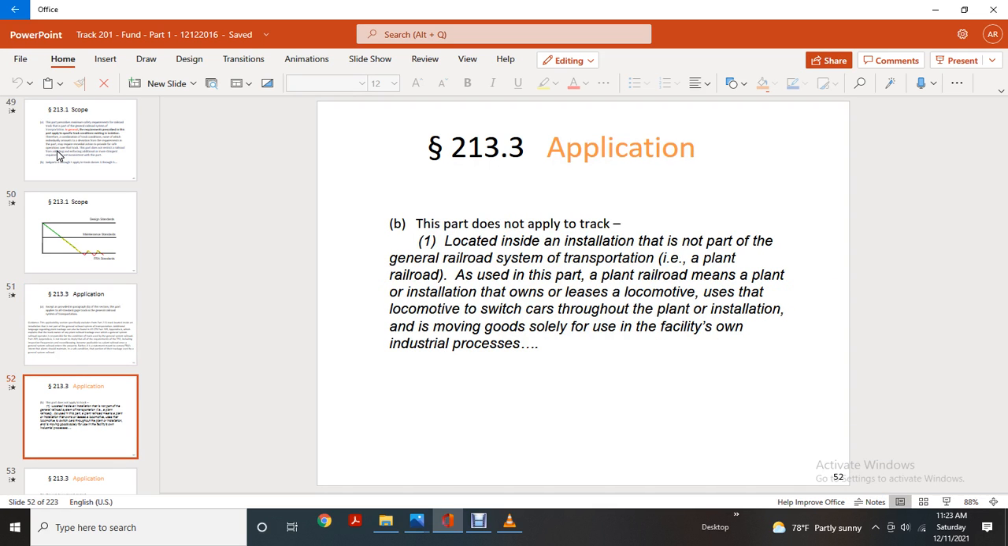213.3 Application. The part does not apply with located inside the installation, not part of the general railroad system of transportation, plant railroad. Use the this part, plant railroad means the plant or installation owns or leases the locomotive, uses the locomotive to switch cars to the plant and installation, move the goods solely for the use of the facility's own industrial process.